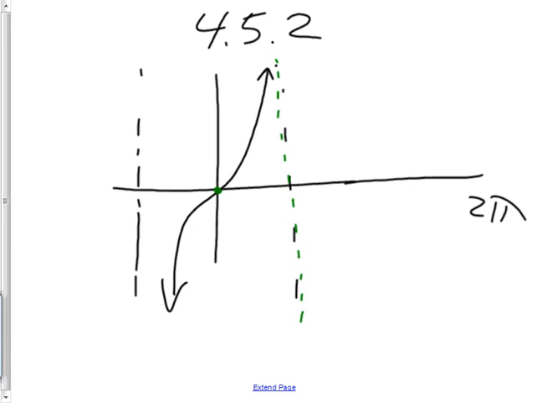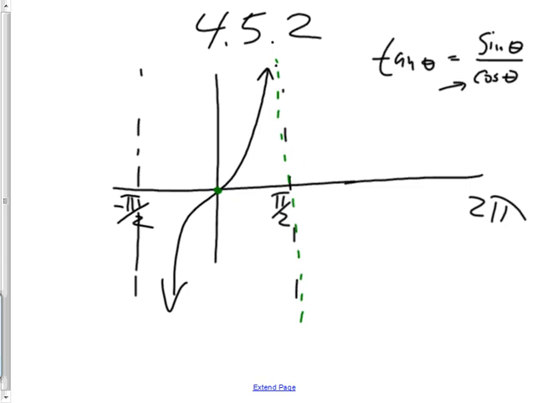Yes? The asymptotes, those are important. They're at pi over 2 and negative pi over 2. Why? Because those are the spots where cosine is 0. And if tangent is really sine over cosine, if cosine ever hits 0, and it does, these are the places cosine hits 0. It hits at pi over 2, and it also hits at negative pi over 2. There must be asymptotes there. Okay.